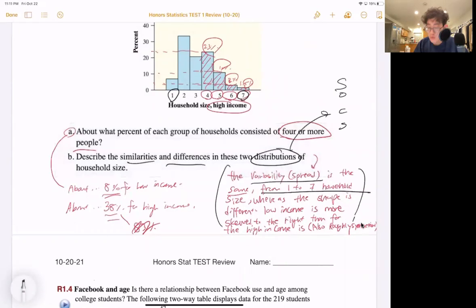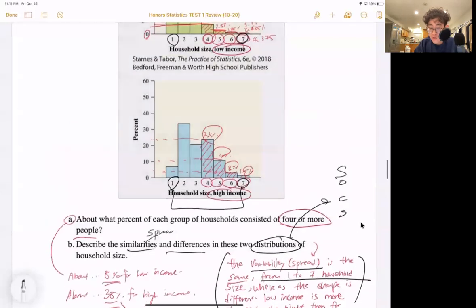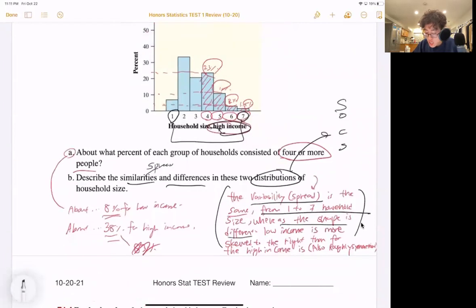If you do not follow this template, not to the nitty-gritty detail of it, but if you don't give me sentences like these to work with, I can't give you full credit. Because if you just tell me the similarity is spread, how do you know? Can you tell me some numbers to prove that? Yes, I can. It's from 1 to 7 for the high income families and 1 to 7 for the low income families. Whereas the shape is different.